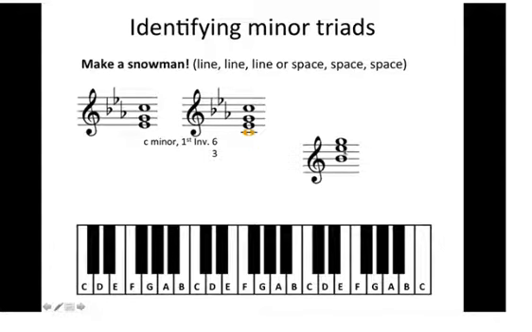First, we have to make a snowman. We've got two space notes here and a line note here. I'm going to bring those space notes down an octave, so we end up with E, G, B. So that's an E minor triad, and the original printed version had the fifth of the triad as the lowest sounding note, so it's second inversion, or 6-4.